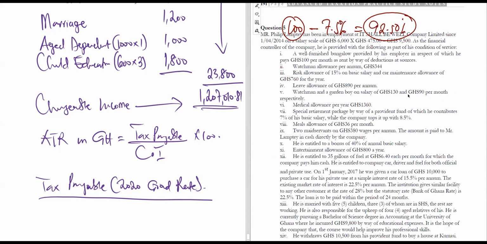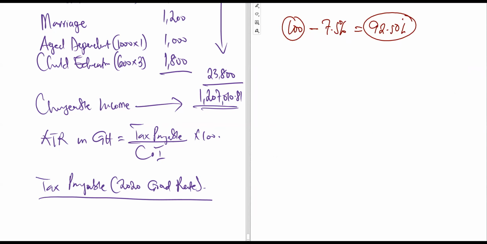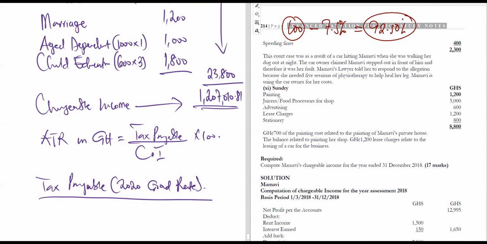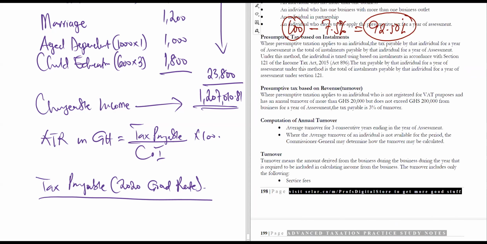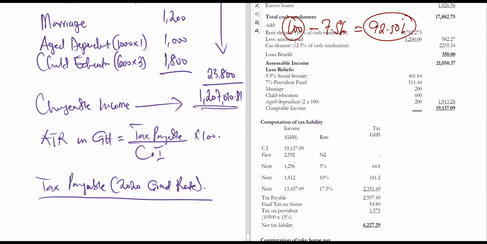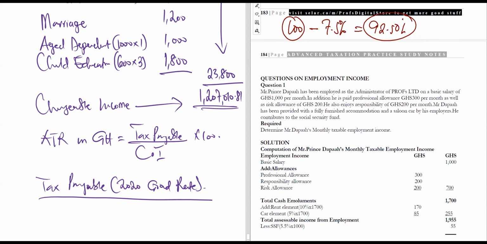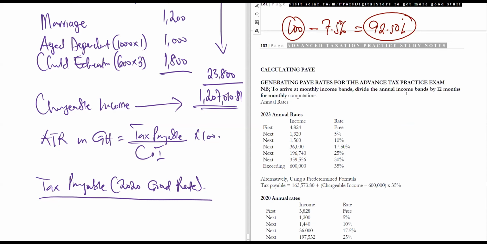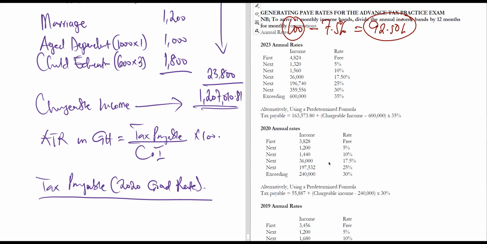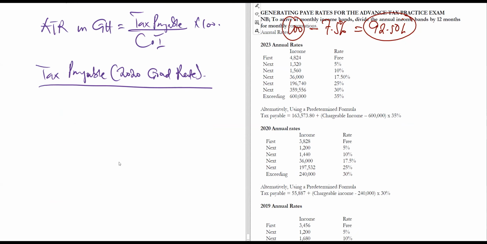Where is it? I'm going to the new app. Can't find it. Oh, so the rate we're using was already 2020. We should have just gone up. The 3,828, the one we just used for the other question, income rate and tax.